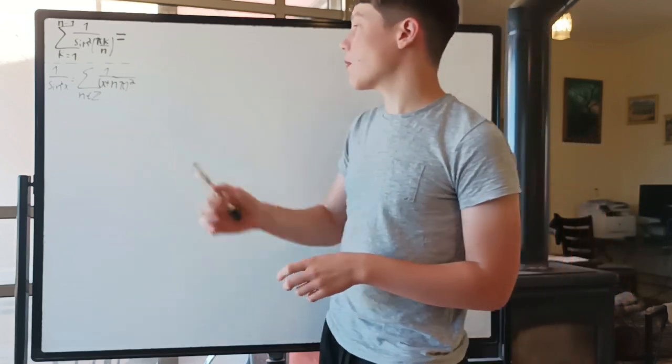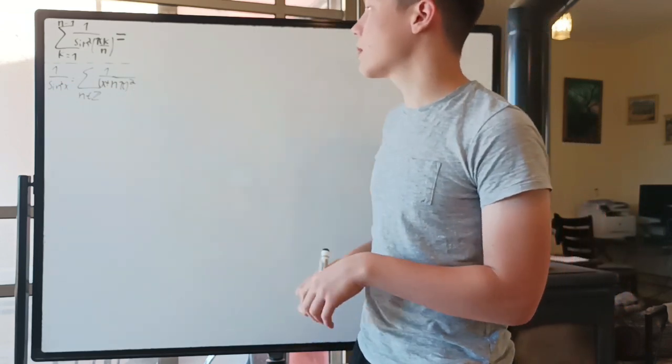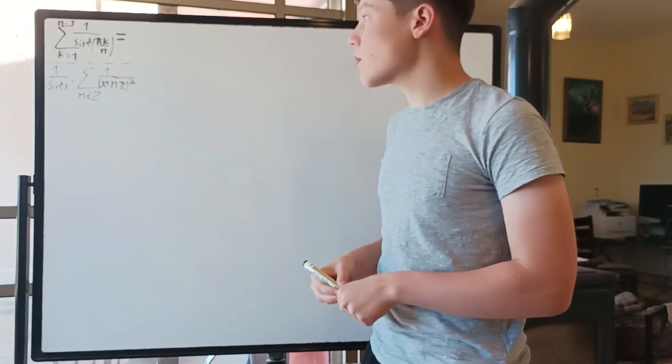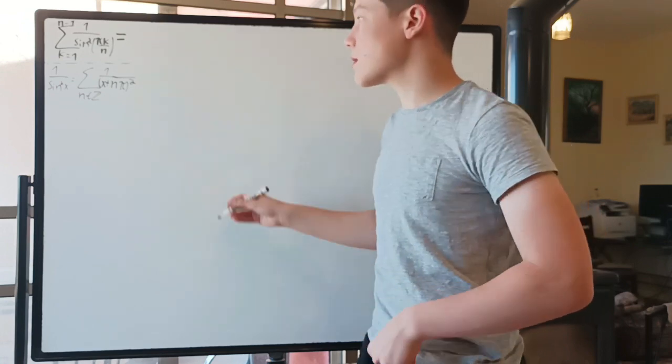Okay, now that we found this identity earlier, let's evaluate this sum. So, of course, I'm going to rewrite 1 over sine squared as this infinite sum.